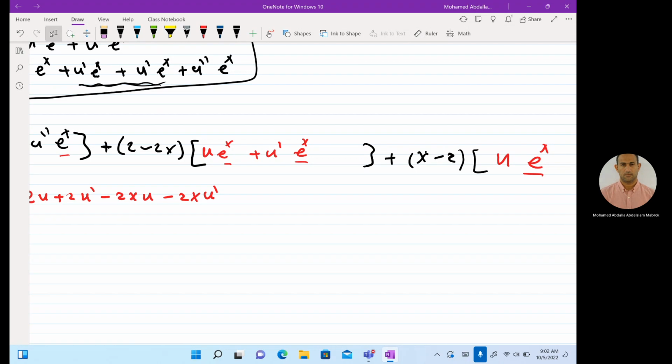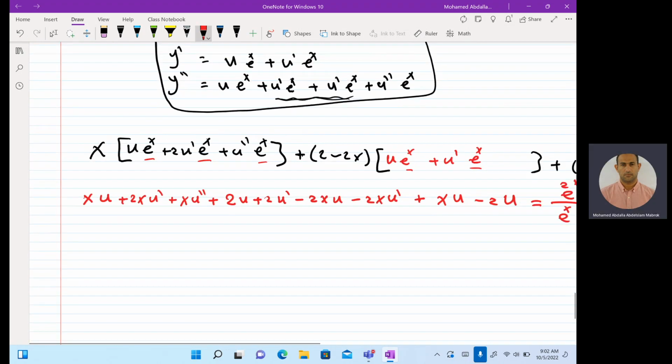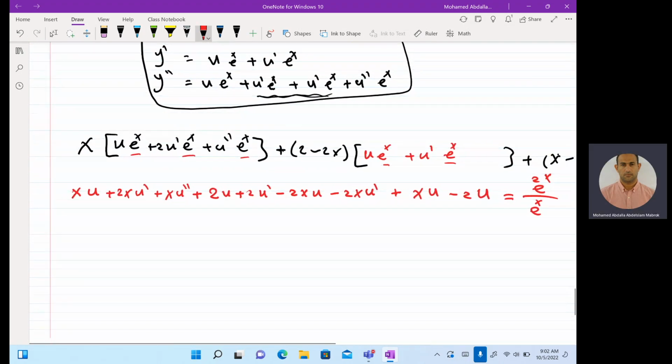Okay, plus xu minus 2u equal e to the power 2x over e to the power x. That's good. Now, again, see all the y's disappeared. And we know that we are expecting a second order differential equation in the u, and the u part itself should not be there. That's our anticipation.